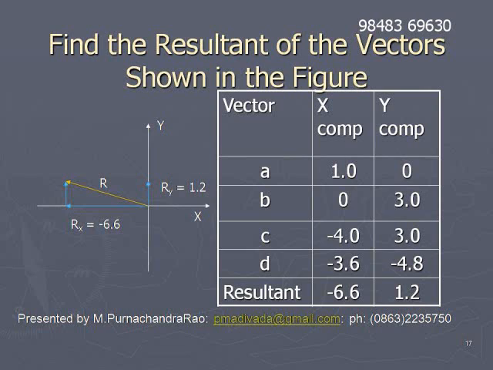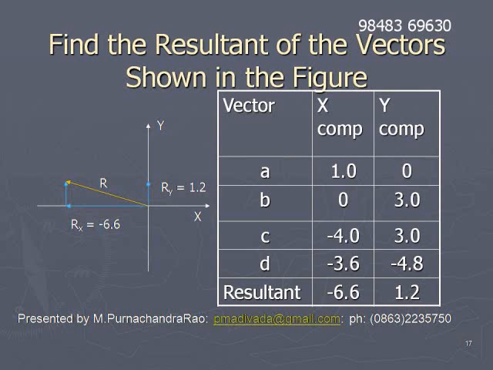Vector, x component, y component. The components of A are: x component 1.0, y component 0. The components of B: x component 0, y component 3.0. The components of C: minus 4.0, 3.0. The components of D: x component minus 3.6, y component minus 4.8.